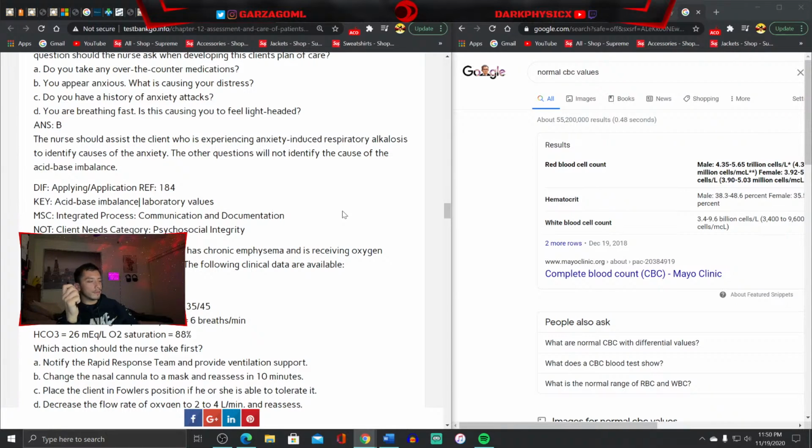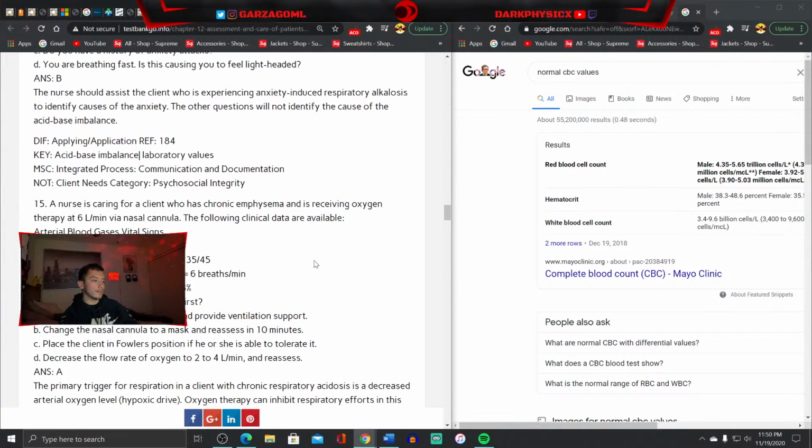Because damn, those breaths are very low. Place the client in Fowler's position. Yeah, I feel like they should have been in that position. Decrease the flow rate of oxygen to 2 to 4 liters and reassess. Shoot. I'm gonna go with B. I feel like that's too much for nasal cannula at that rate and at that 88. A mask would help. I don't know, let's go.